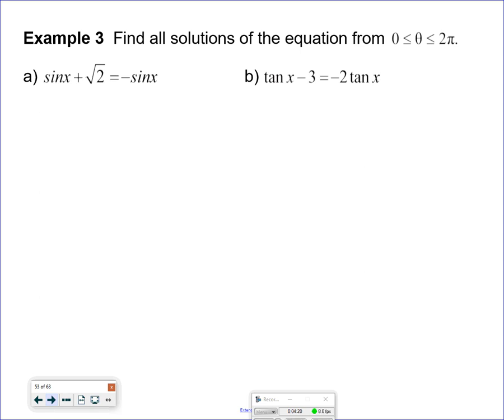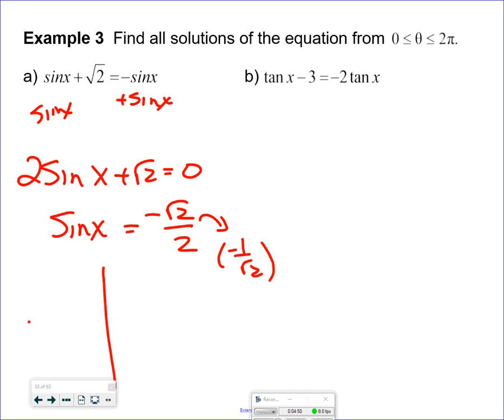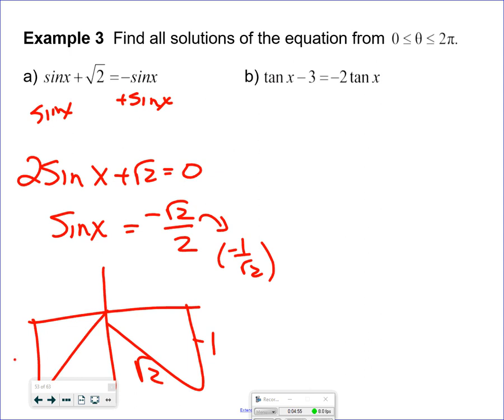Now this goes above and beyond, okay? They want to get all the trig functions on the same side, so I'm going to add sine of x to both sides, which gets me 2 sine of x. Then I'm going to solve this for sine of x, so I'm going to subtract the square root of 2 and then divide by 2. Unrationalizing this would be the same as -1 over the square root of 2. So I need the opposite side to be -1 and the hypotenuse to be the square root of 2.